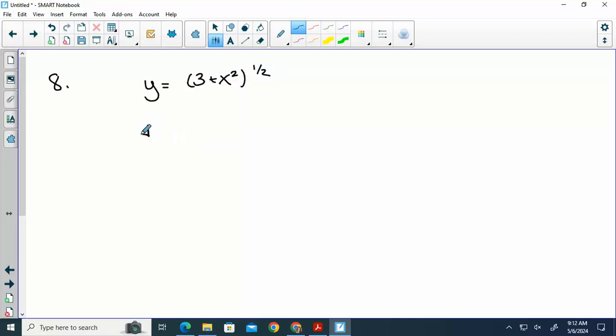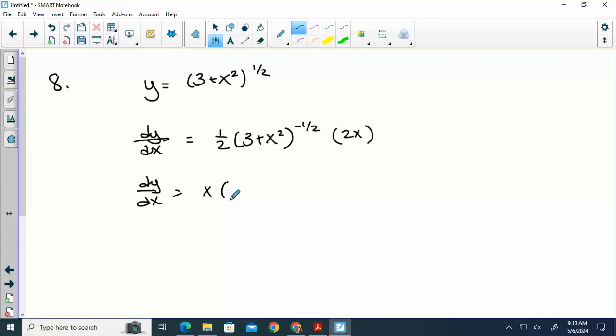If I want the derivative, and I know I need a derivative because I'm asking you to find dy, the derivative of y we can call y prime. We can also call it dy dx. 1/2 comes down, inside stays the same, subtract 1 from the power, times the derivative of the inside, which is 2x. So dy dx: 1/2 times 2x would just be x times (3 plus x squared) to the negative 1/2.